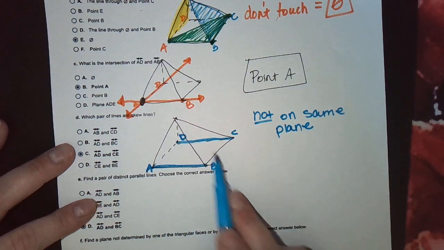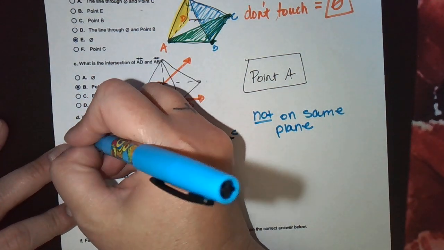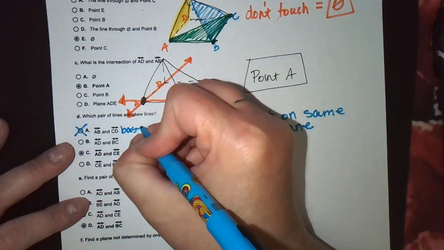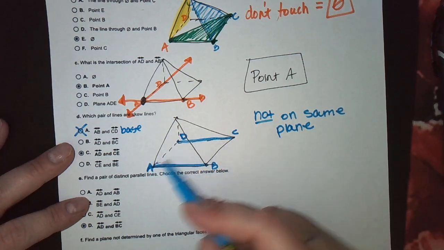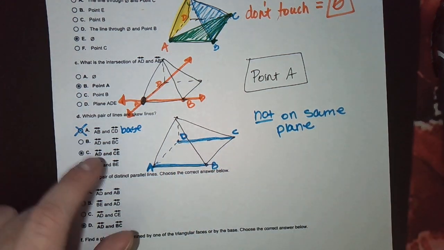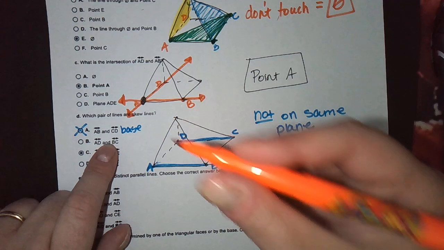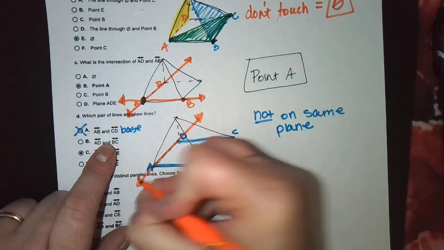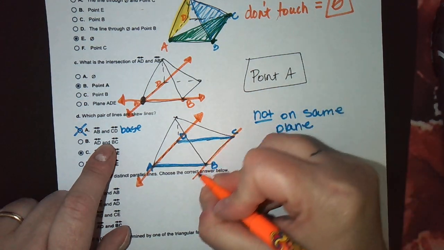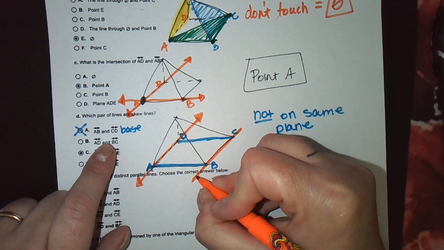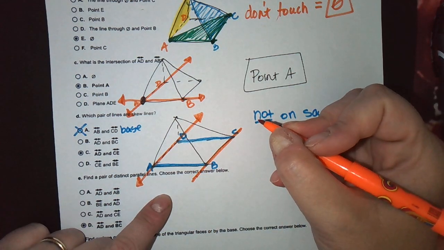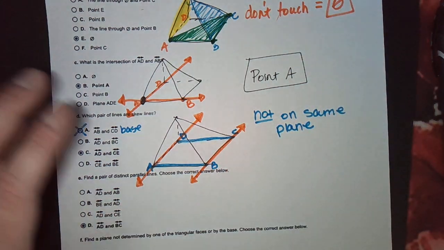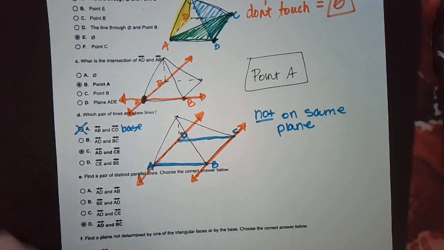So AB and DC, those are not skew lines because they're on the same plane. They're both on that base, that parallel crooked rectangle looking thing. Let's look at AD and BC. AD are these lines. BC is this one. Okay, so they're not on the same plane, check.